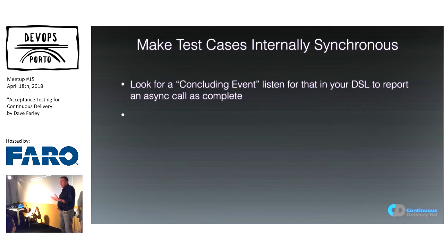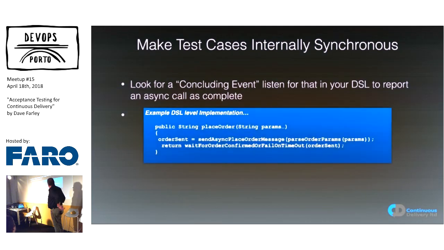So the nicest way to achieve that end, if we want to hide the asynchrony of a system underneath, is to come up with a concluding event. So if you've placed an order, you have some event that says order placed or order failed, and you listen for those events, and you don't move on until you see them. So that's the best way of doing it. You have the concluding event, and you implement it that way. So here's an example. This is kind of the layer down from our test cases, in the implementation of the domain-specific language. And again, this is a made-up version just to try and demonstrate the concepts.